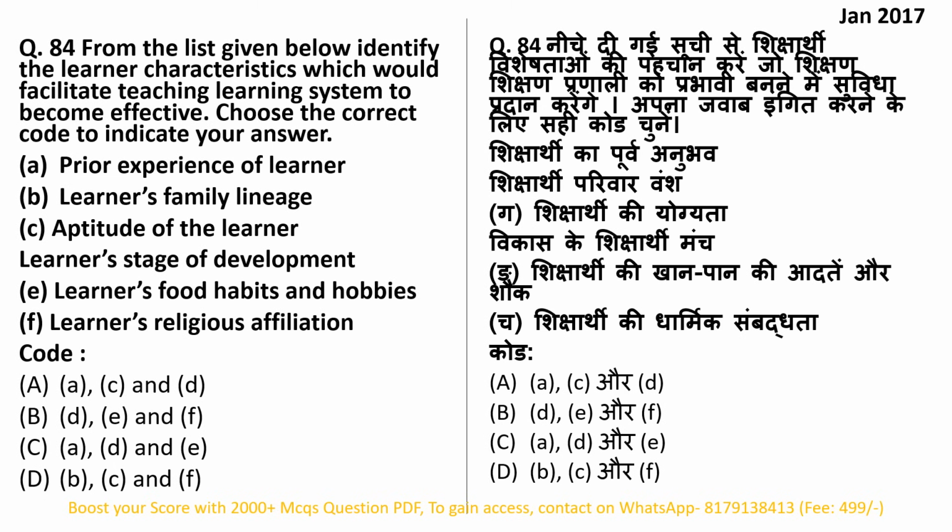From the list given below, identify the learner characteristics which would facilitate teaching learning system to be effective. The right answer is A, C, and D. A is prior experience, yes. Aptitude of the learner, yes, this is also true. So D is here, okay. Learner's stage of development, yes, this is also true. The right answer here is A.